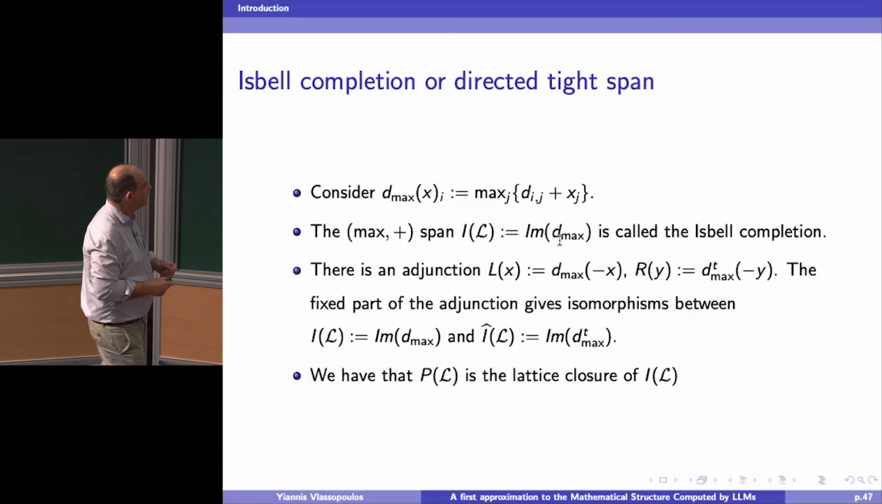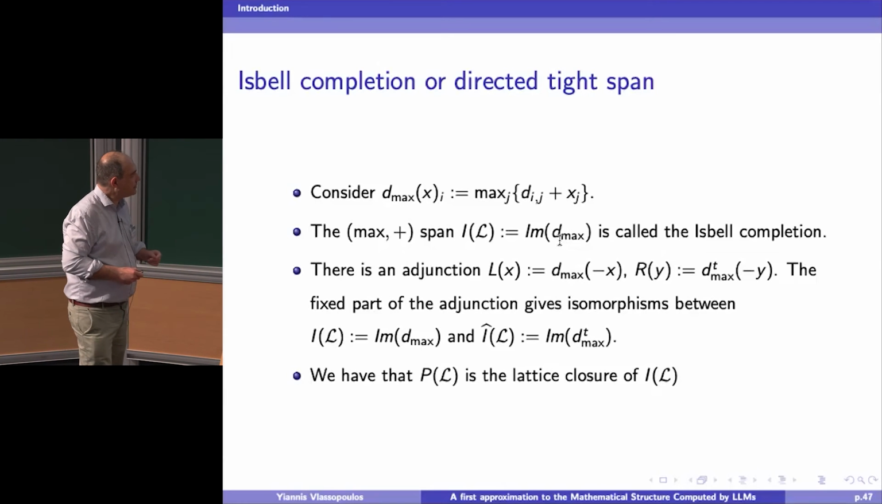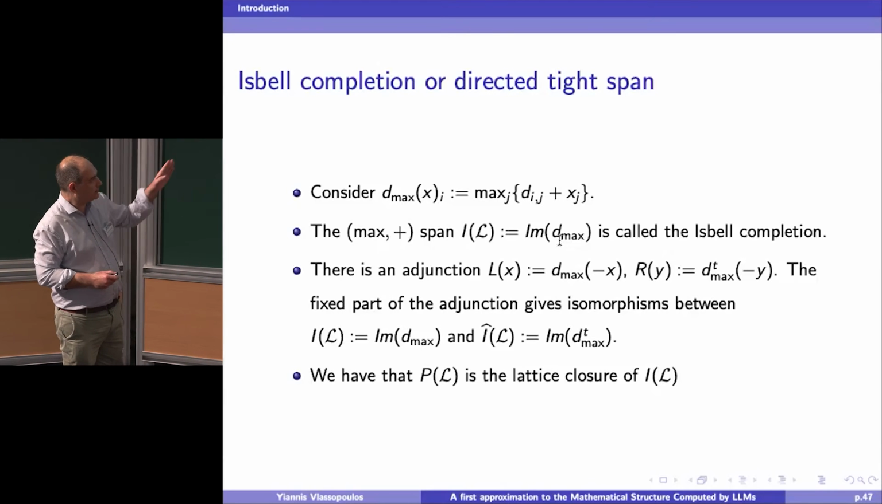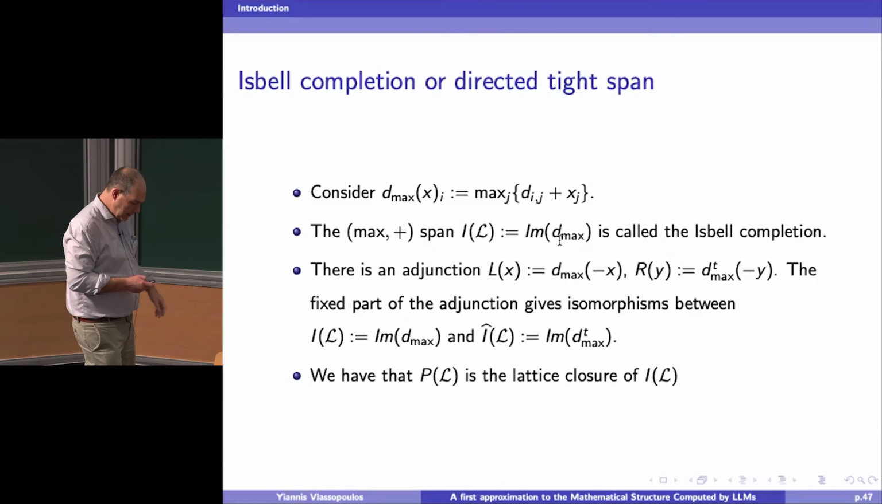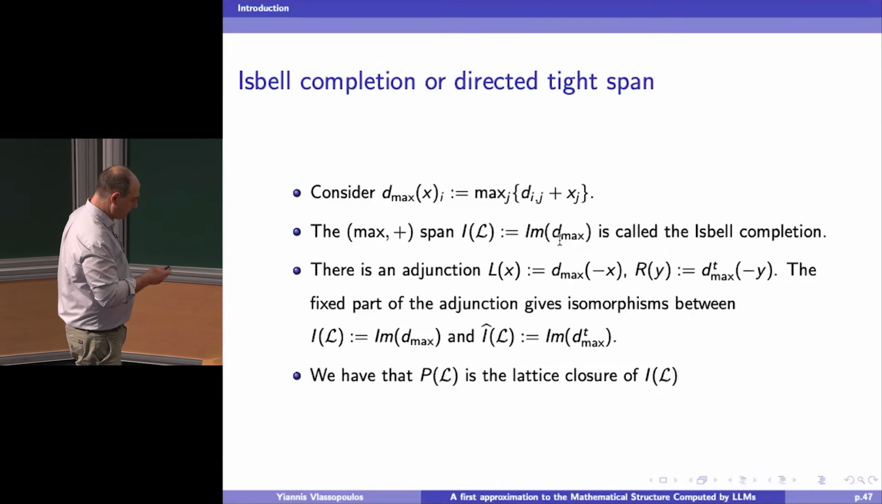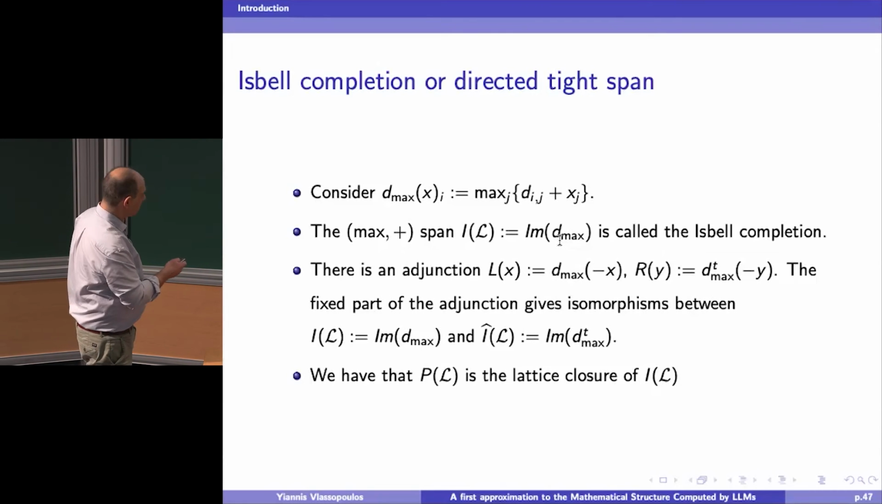Basically, that's the problem. But we have a theorem which says that the lattice closure of this Isbell completion is precisely P of L. So it lives in there, and if you complete it with respect to min, then you get it back. Okay, so I should be wrapping up.